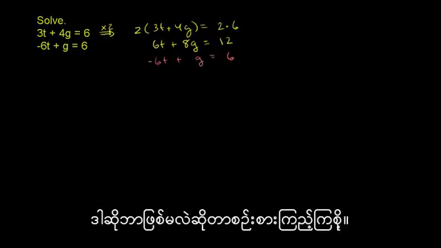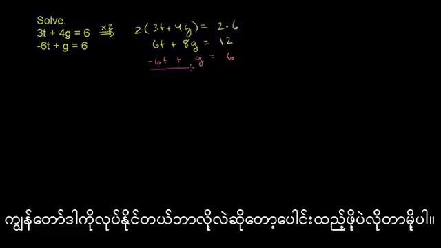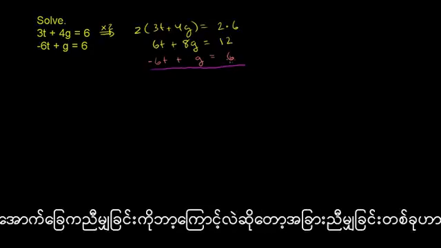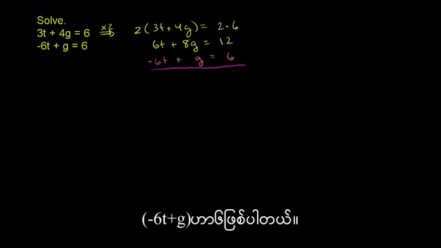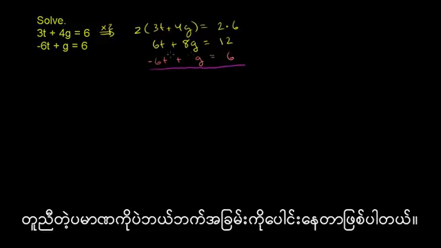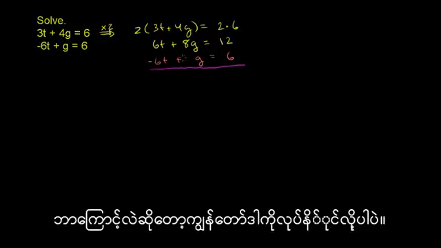Now, think about what happens if I were to add these two equations. And remember, I can do that because I'm essentially adding the same thing to both sides of this top equation. Or you could say I'm adding the same thing to both sides of this bottom equation. Because the other equation is an equality. This negative 6t plus g, it is 6. So if I'm adding 6 to 12, I'm really adding the same quantity to the left-hand side. That's why I can do it.